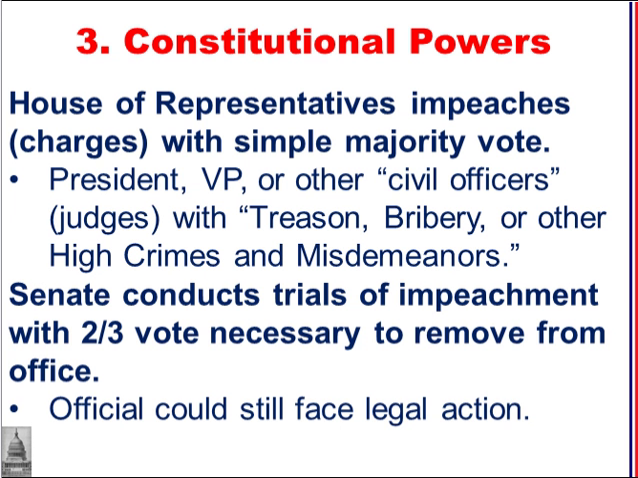So the federal official would be charged in the House, they would be impeached in the House with a simple majority vote, and then the trial for that impeachment would happen in the Senate. The Senate conducts the trial of impeachment where a 2/3 vote is necessary to remove the official from office. And even if the official is removed from office, they're found guilty in their impeachment trial, they could still face legal action outside of what happened in the impeachment trial. They could still go to jail, essentially.